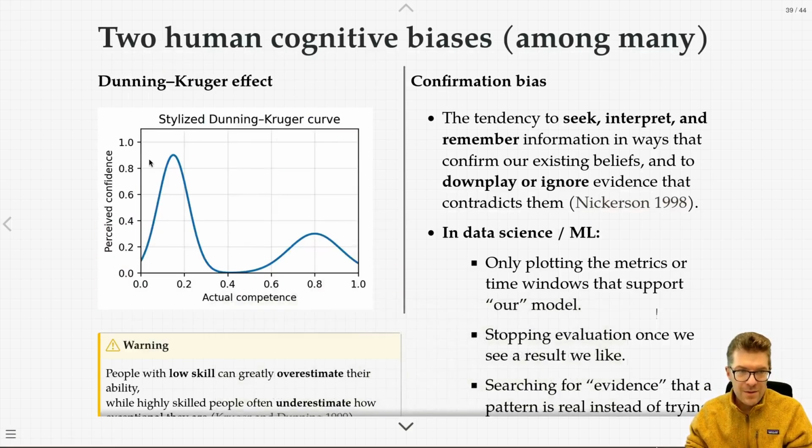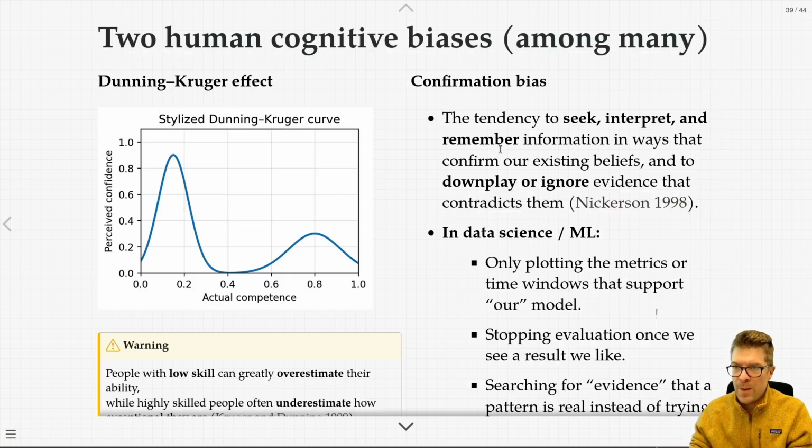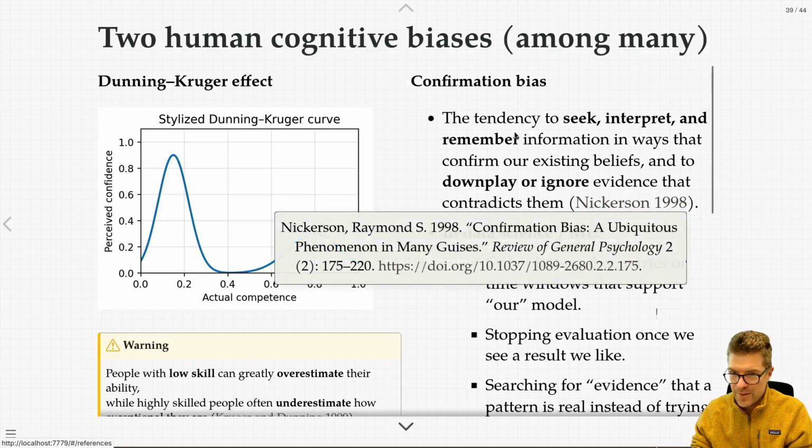So, this is a cartoon version, but the Dunning-Kruger effect is real, and you need to make sure that you're not trapped in it. The second important thing, important for everyone on Earth to know also, is the confirmation bias. This is the tendency to seek, interpret, and remember information in ways that confirm your existing beliefs, that might downplay or ignore evidence that contradicts it. There's a paper you can read about it here.